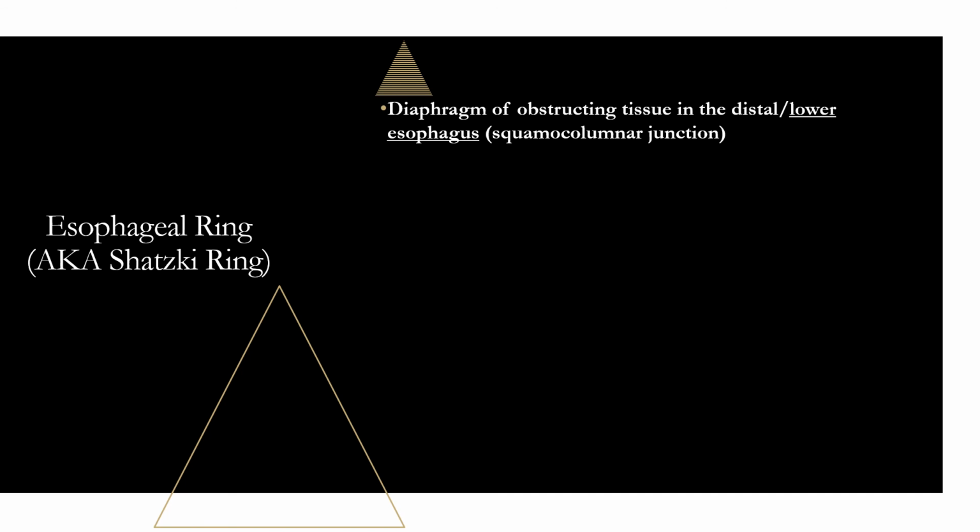So esophageal ring, again, is a diaphragm of obstructing tissue at the lower esophagus. Associated conditions: this one's really important, and you don't see it in esophageal webs. Esophageal ring is very specifically related to hiatal hernias. There's a very high percentage of patients with esophageal rings that also have hiatal hernias. I think it's somewhere in the 75 to 80% range. So that's really important for you to know as well. Hiatal hernias are seen with patients with esophageal ring, so it's important to know that you have this associated condition.